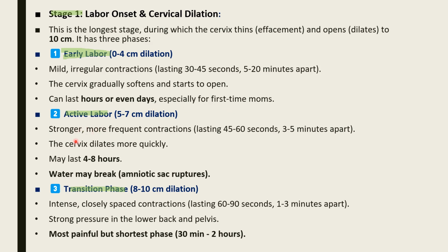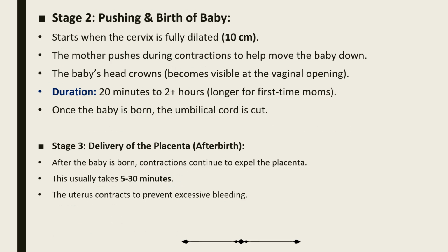Active labor: stronger, more frequent contractions lasting 45 to 60 seconds, 3 to 5 minutes apart, and the cervix dilates more quickly. It may last 4 to 8 hours, and the water may break as the amniotic sac ruptures. Then the transition phase: intense, closely spaced contractions lasting 60 to 90 seconds and 1 to 3 minutes apart, with strong pressure in the lower back and the pelvis. It is the most painful but shortest phase, 30 minutes to 2 hours.